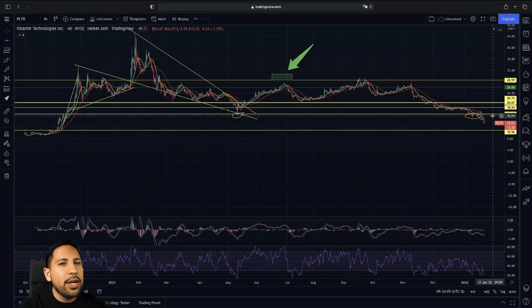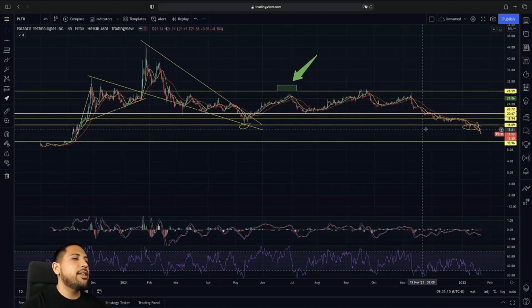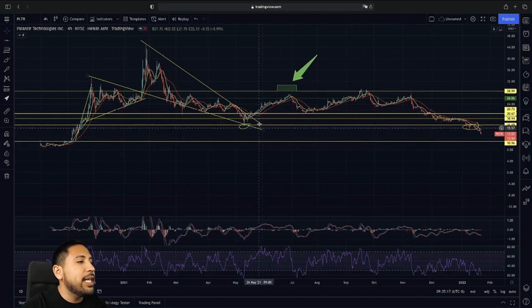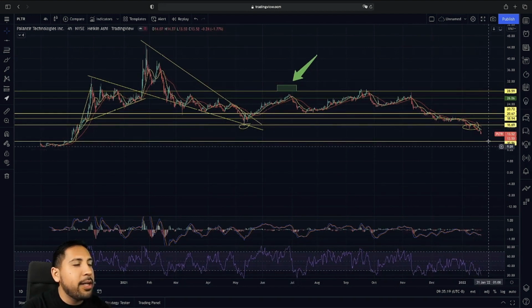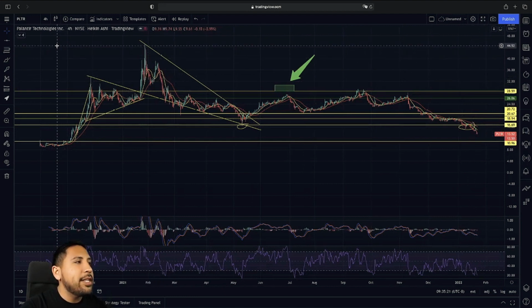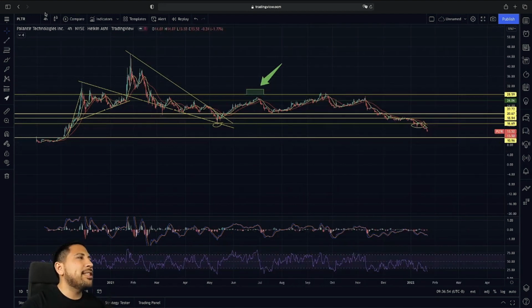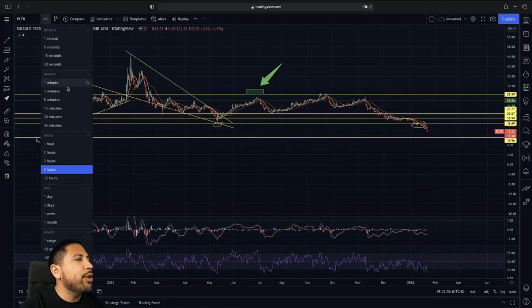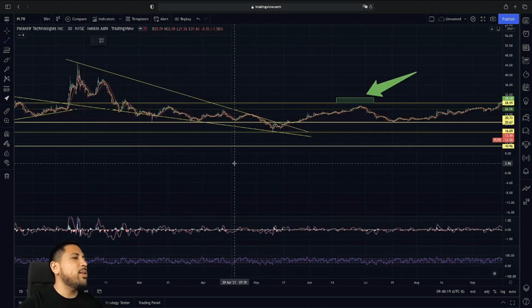Now, what exactly will give us that confirmation on that bounce? So the question is, what exactly will give us a bounce just like we had previously on this bounce at about $11 to $10, and what will give us confirmation on that bounce? So I'm going to jump back to the 30-minute chart so you guys can see exactly what will give us confirmation on this bounce.